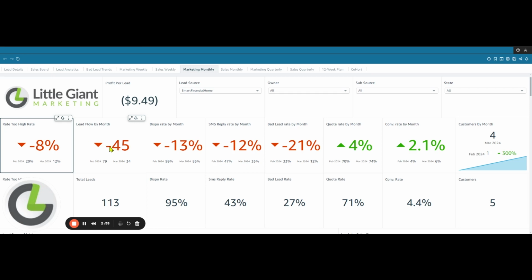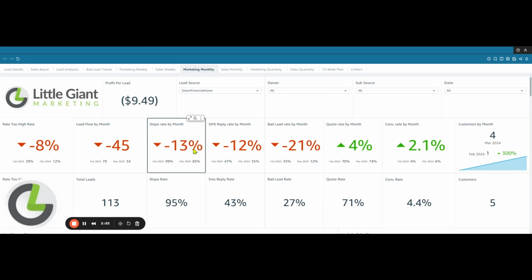Next is lead flow. So we could see it went down 45 leads. It could have been a number of variables: staffing, overloaded on leads, we need to catch up, lighten up the lead stream, whatever it may be. So not a crazy stat, but something to monitor.